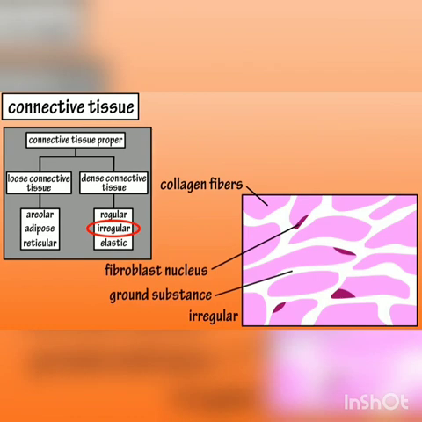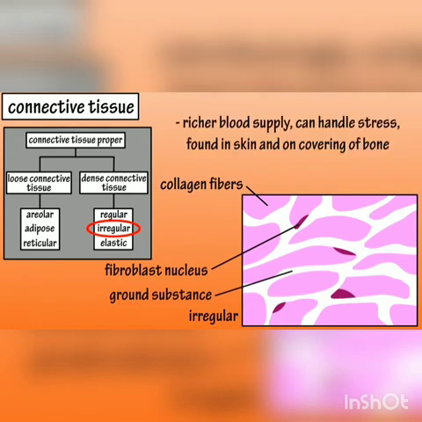Next is the dense irregular connective tissue. These are bundles of thick collagen fibers and fibroblasts which are arranged irregularly. If the bundles are arranged regularly, it is called dense regular. If arranged irregularly, it is called dense irregular. The major cell type is the fibroblast. It is able to withstand the tension exerted in many directions and provides structural strength to the body. So what it does is withstand the tension and pressure coming around our muscles and gives us structural strength.